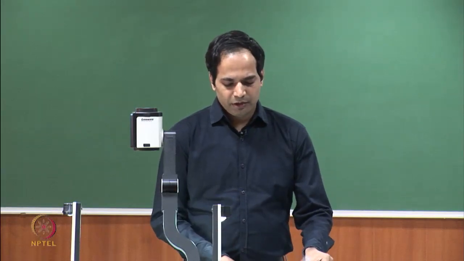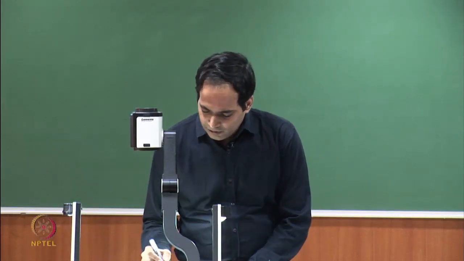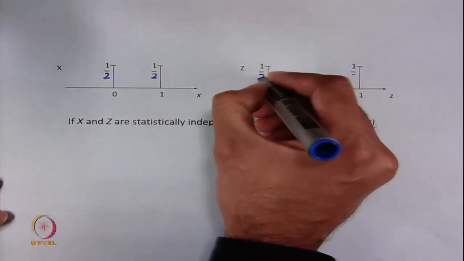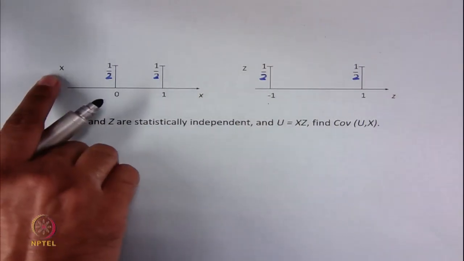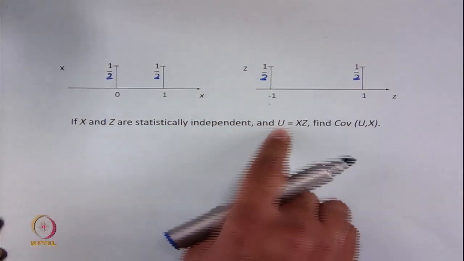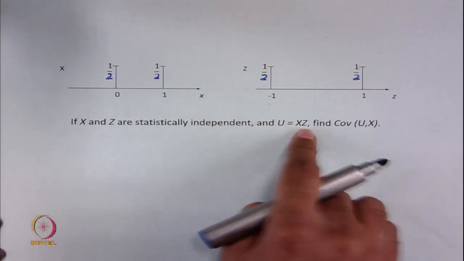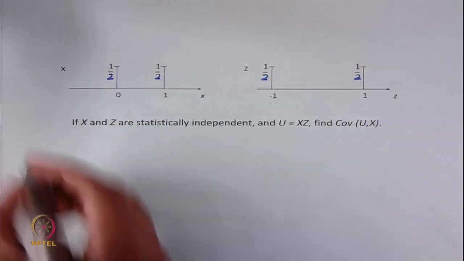To understand that, let me take this example where I have two statistically independent random variables x and z. The probability mass function of x is given to us, the probability mass function of z is also given to us, and x and z are statistically independent. I define another random variable u, which is the product of x and z. Let us first find the covariance of u with x.